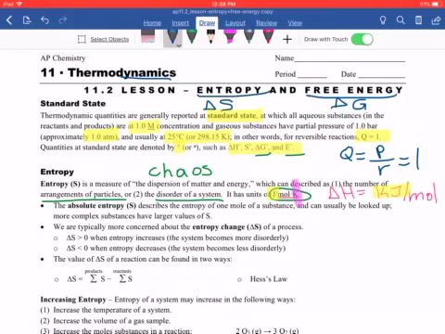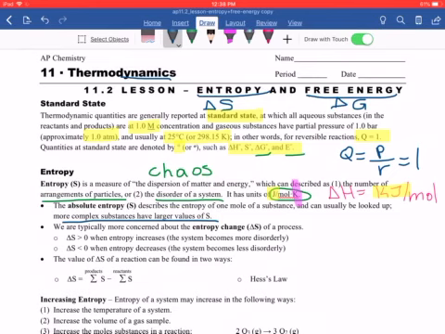Moving down, the absolute entropy, or S, describes the entropy of 1 mole of a substance and can usually be looked up. More complex substances have larger values of S. So the more complex you are, the greater your entropy is. That makes sense. We are typically more concerned about the entropy change, or the delta S, of a process.